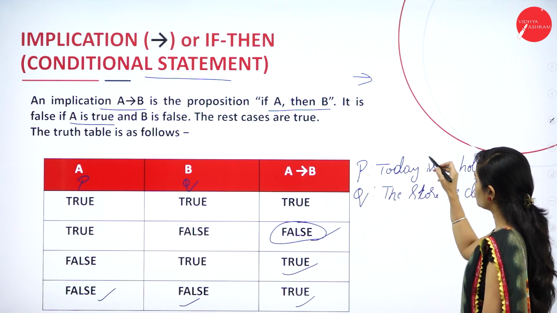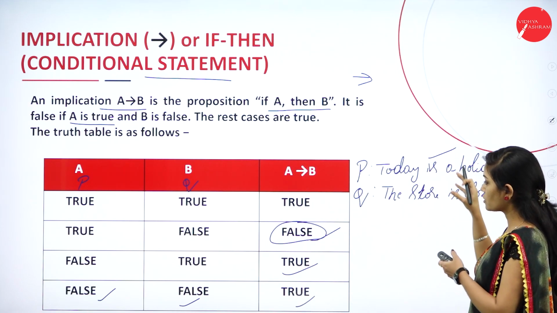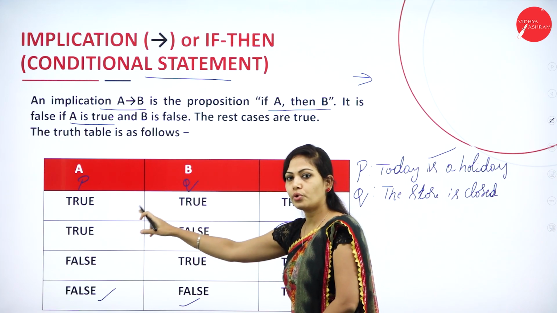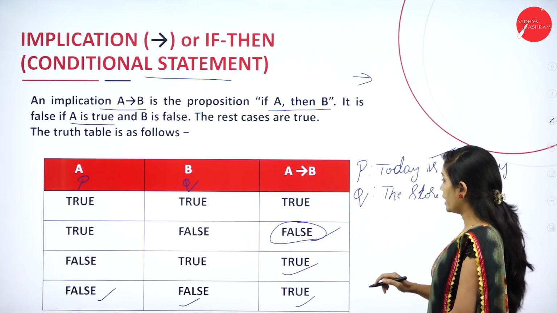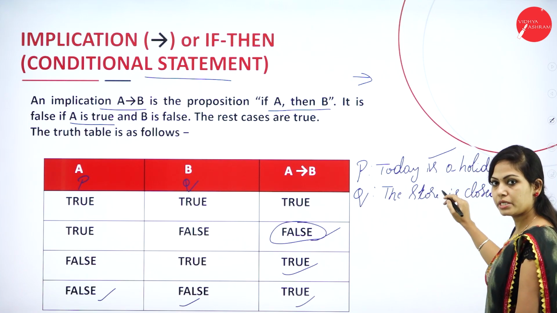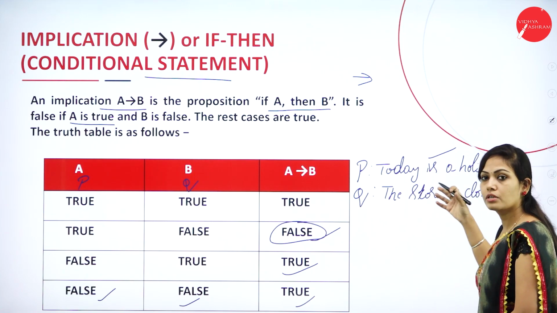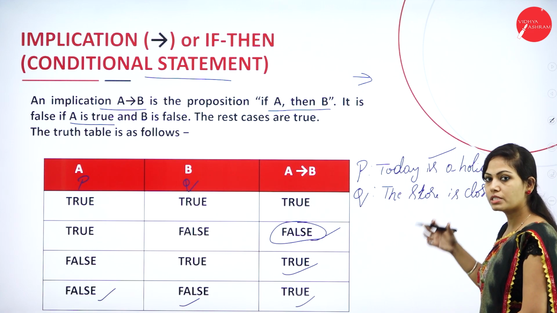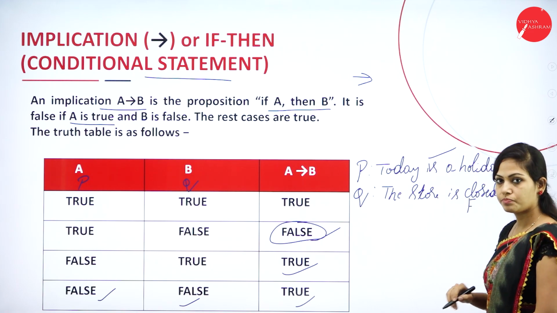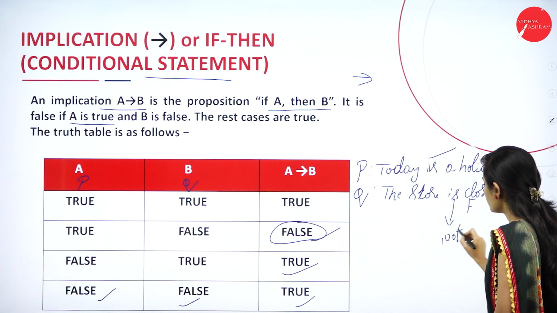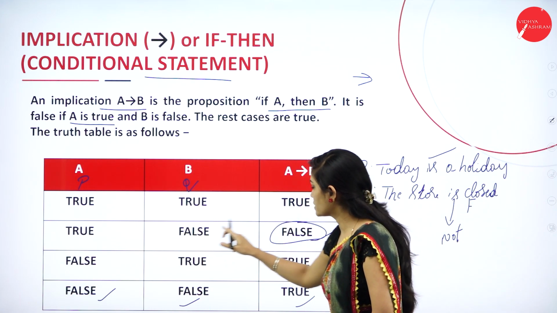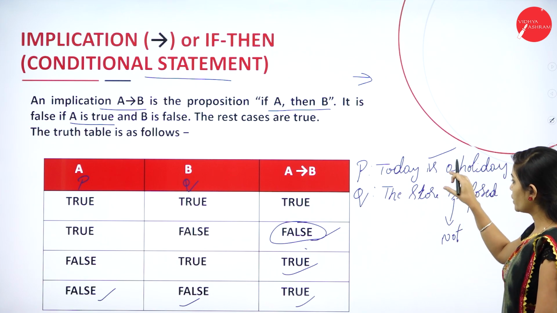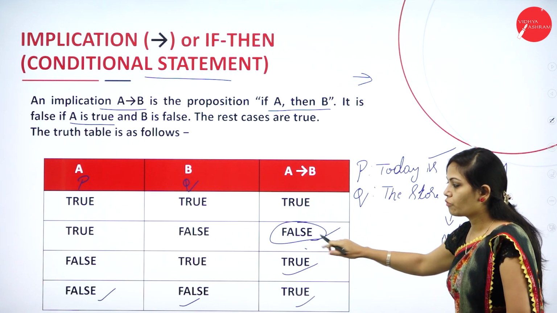The first statement is true: today is a holiday. If it is a holiday, the store is closed. So it is true, and true and true gives a true statement. Now, today is a holiday, the statement is true, but the store is not closed. How is that possible? It is a false statement. So true and false is a false statement. If today is a holiday and the store is not closed, it is a false condition.